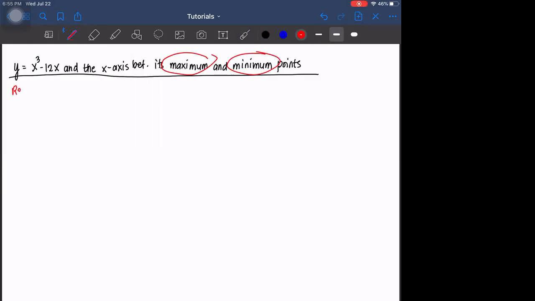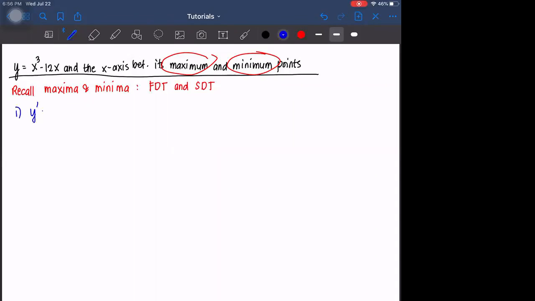Recall, how do we find maxima and minima? What are the two methods for finding maxima and minima? There are two methods called FDT and SDT. What does FDT stand for? First derivative test, and SDT is for second derivative test. What is step number 1? Step number 1 is to differentiate, y prime.